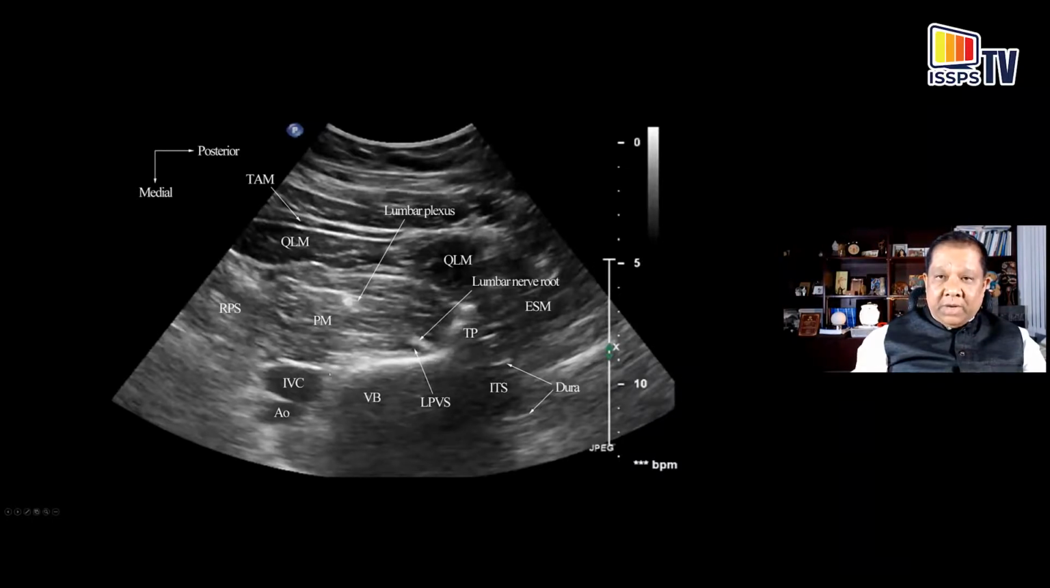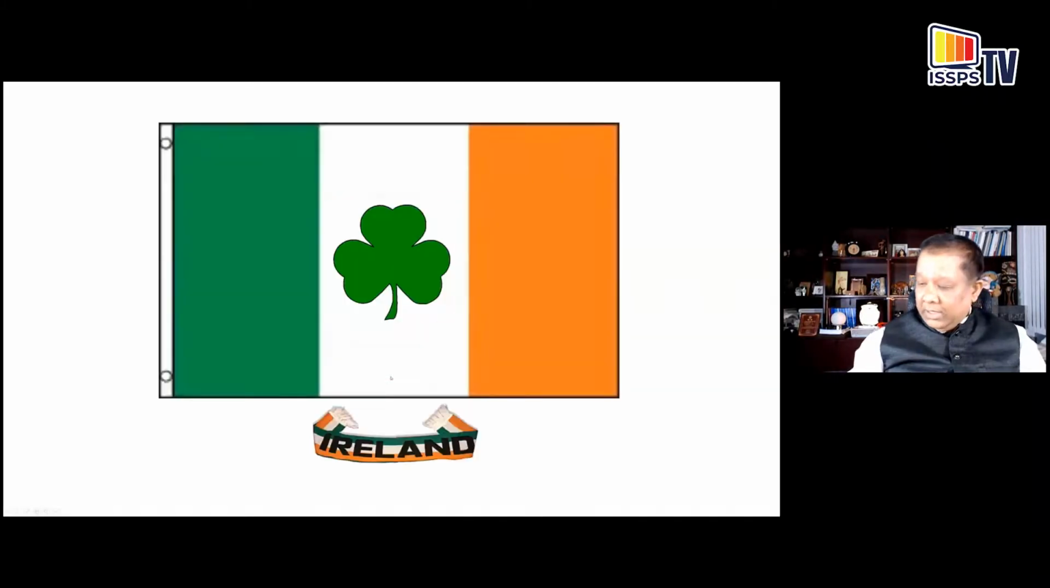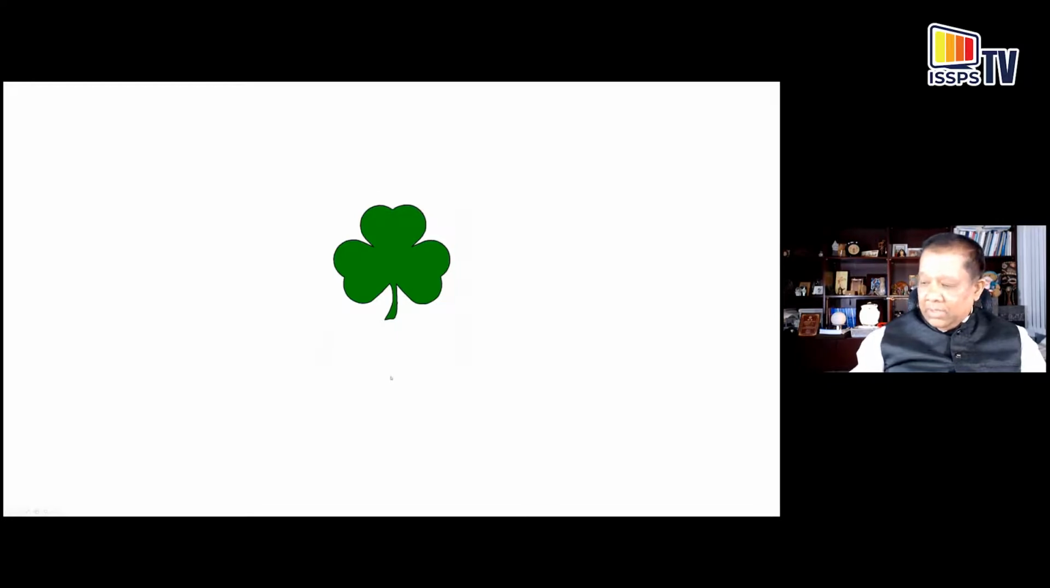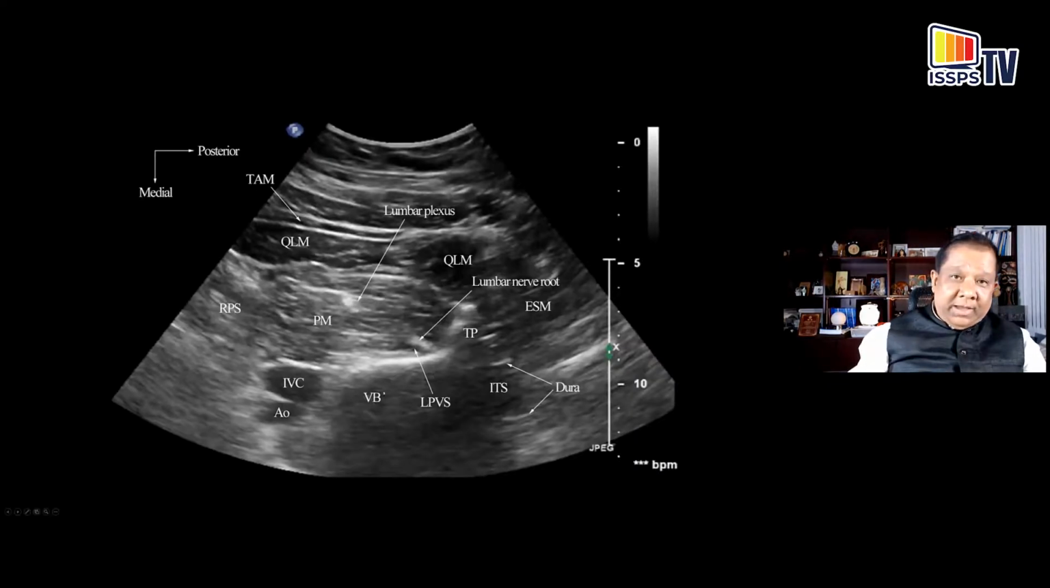Some folks have described this as a beach chair. You can see here from the transverse process to the body of the vertebra anteriorly, they have described it as a beach chair. I think the shamrock is getting irritated by my saying this is a beach chair, but this is the IVC anteriorly and the psoas muscle on top of and lateral to the vertebral body, with the lumbar plexus located inside.